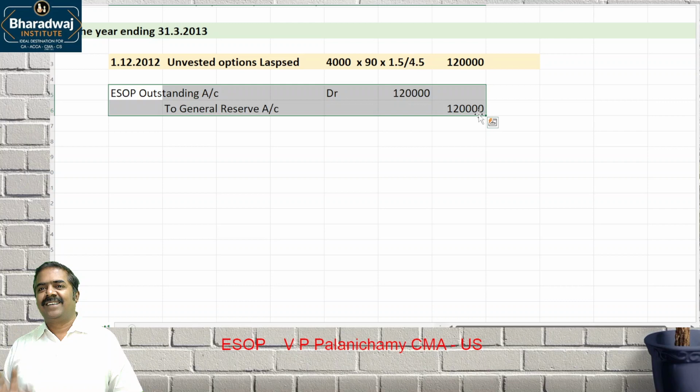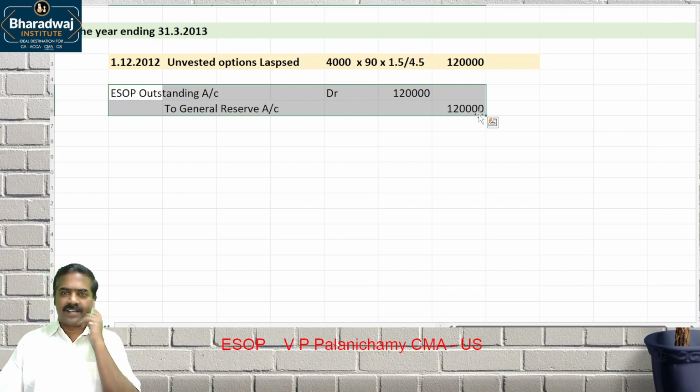Think logically. How many options are outstanding on 15th December? 4,000 options only. So you cannot carry a provision for more than those 4,000. That's why we cancel it. The excess provision created is cancelled.